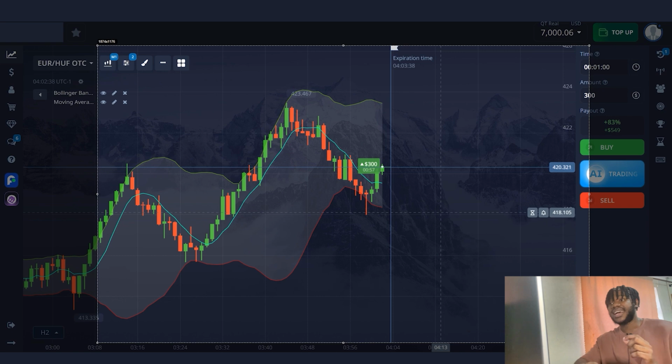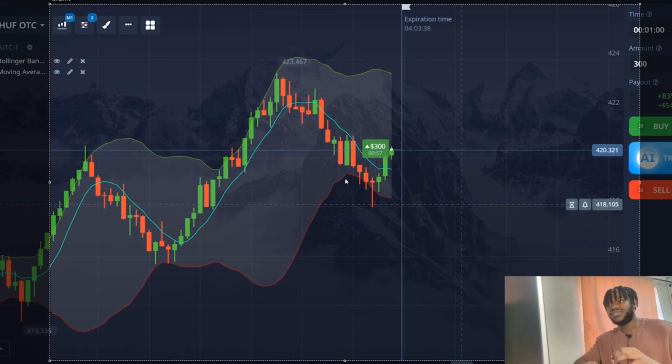Now let's look at the situation in more detail. Bollinger Bands was the first to give the signal. The price declined and crossed the lower limit of the indicator. This is the main signal that indicates an imminent trend change. After that, all I had to do is wait for the signal from the moving average.